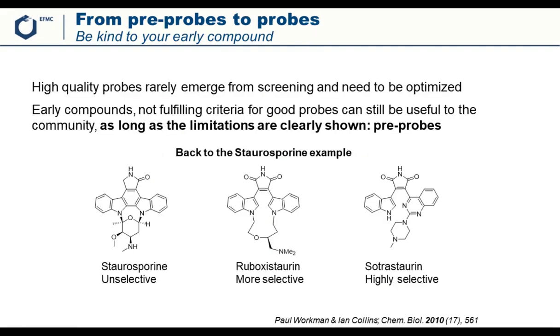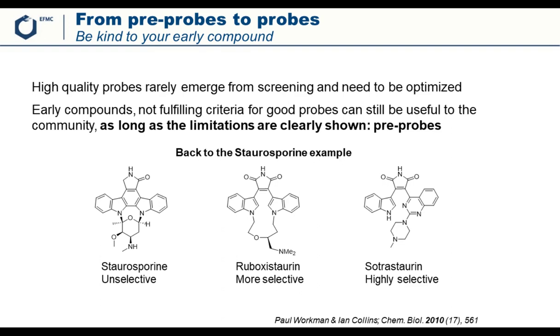And before we finish, we'd like to highlight an important topic, which is the concept of preprobes. It's easy to understand that high-quality probes rarely emerge from screening efforts, and they need to be optimized. And not everybody has the resources to actually optimize these compounds further. And still, it is actually useful to publish and to share these early compounds, even if they do not fulfill the criteria for good probes, because they can be useful to others. Others can work on them further and optimize them. The important point is to make the limitation of these compounds clearly known. These are what we call preprobes.